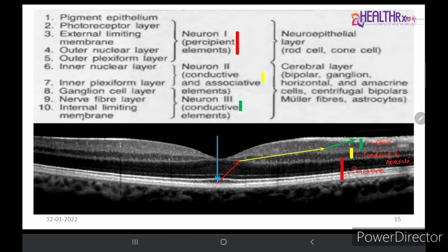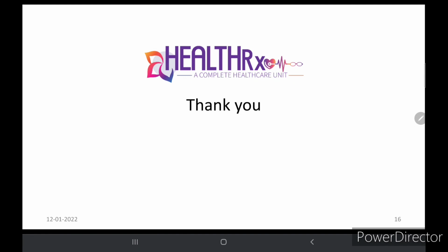So friends, this is the part 1 of our retinal anatomy. In the second part, we will be discussing the retinal layers in more detail.